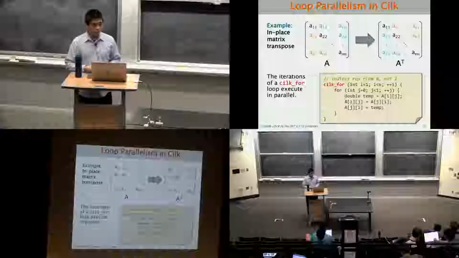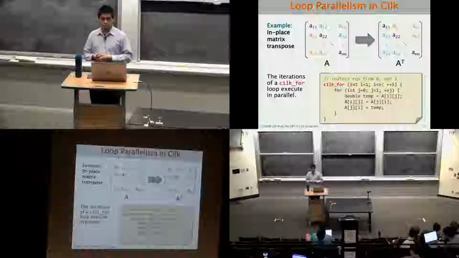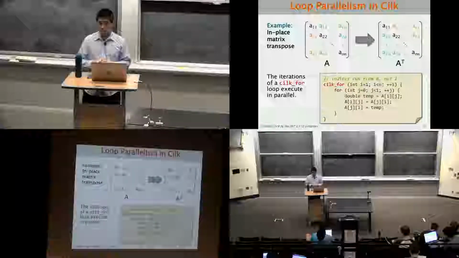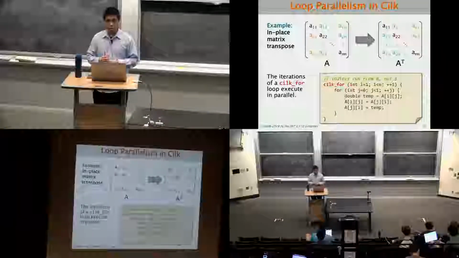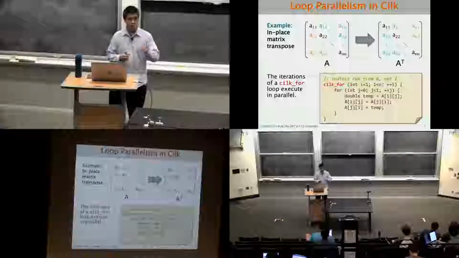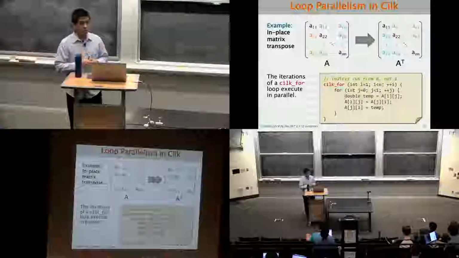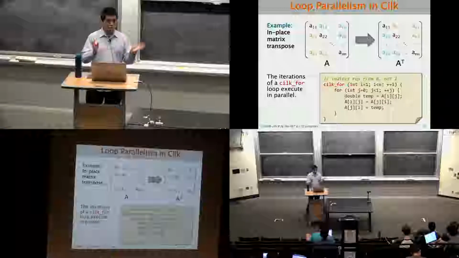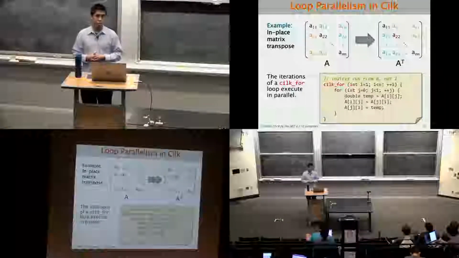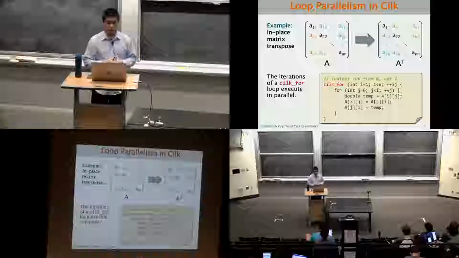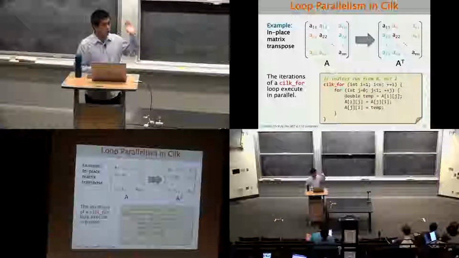And under the hood, Silk for statements are translated into nested Silk spawn and Silk sync calls. So the compiler is going to divide the iteration space in half, do a Silk spawn on one of the two halves, call the other half, and then this is done recursively until we reach a certain size for the number of iterations in a loop, at which point it just creates a single task for that. So any questions on the Silk constructs?